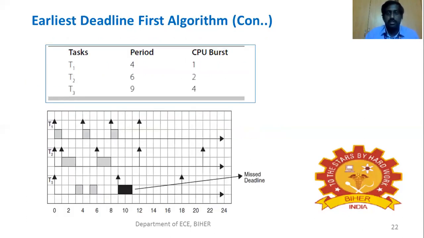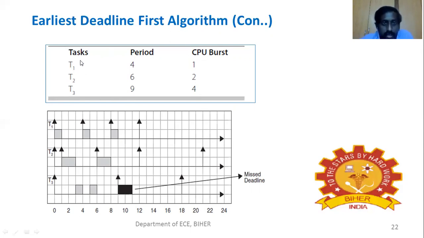You can see an example for the earliest deadline algorithm. In the previous case, we started with 2 tasks. Here we start with 3 tasks, T1, T2, and T3. The period for T1 is 4, and the CPU burst is 1. For T2, the period is 6 and the CPU burst is 2. For T3, the period is 9 and the CPU burst is 4. So various tasks are there. The time period is different for each task.